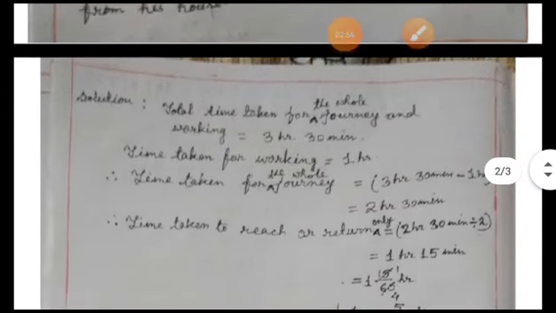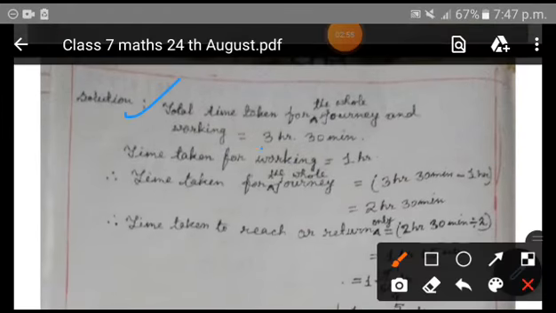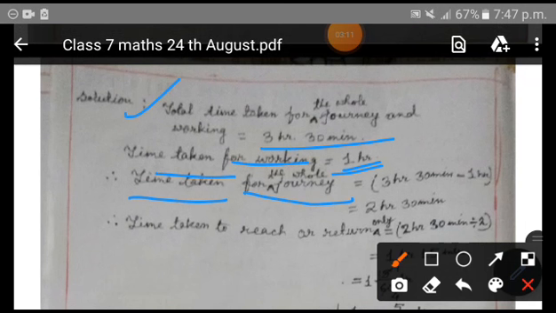Here the total time taken for the whole journey, which is 3 hours 30 minutes, and the time taken for working, that means he also had worked there for how much time? For 1 hour. So time taken for the whole journey, that means the time for only in which he travelled. So how can we find out that? 3 hours 30 minutes minus 1 hour. So 3 hours 30 minutes minus 1 hour means 2 hours 30 minutes.